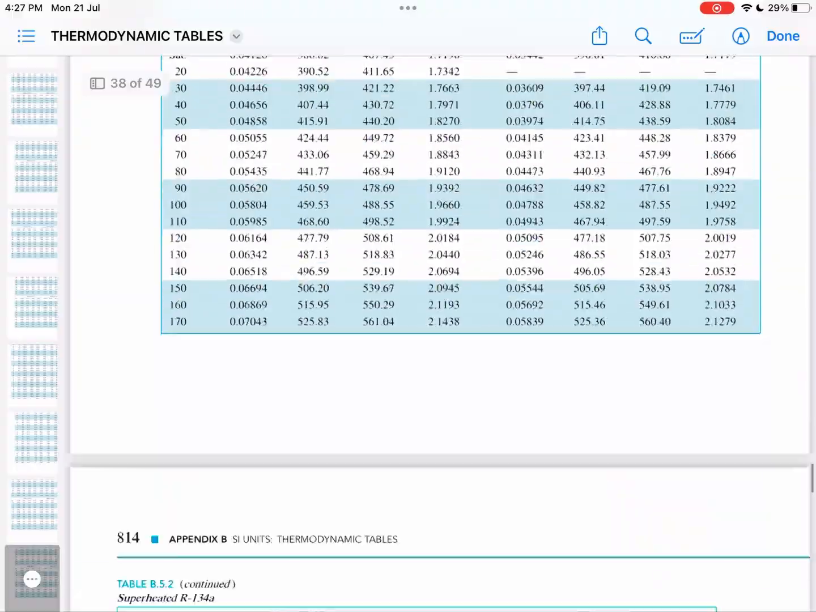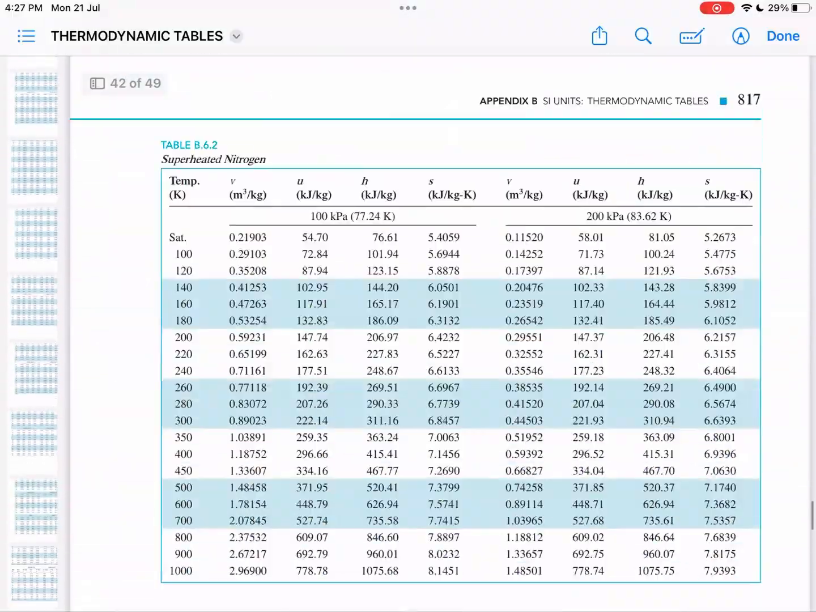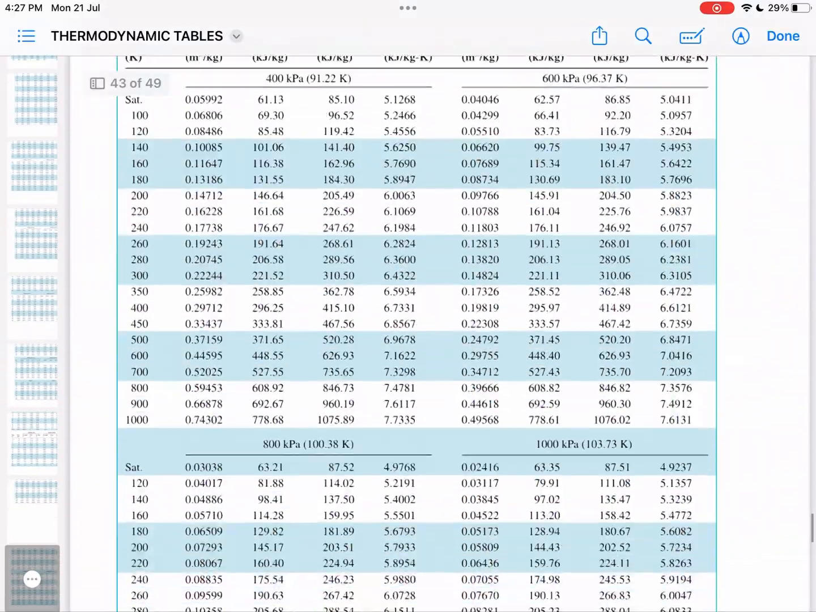Get the thermotables printed, please. I think it's around here.